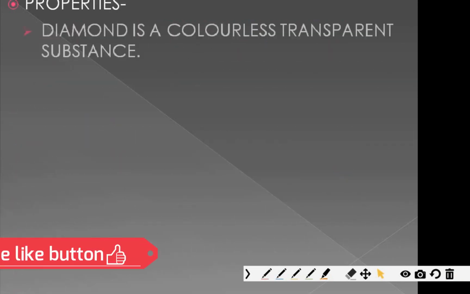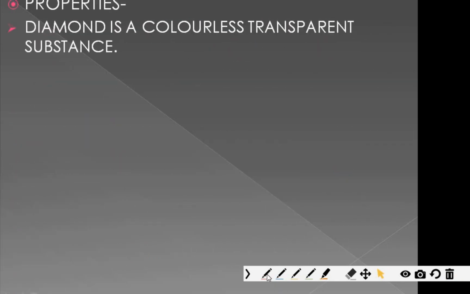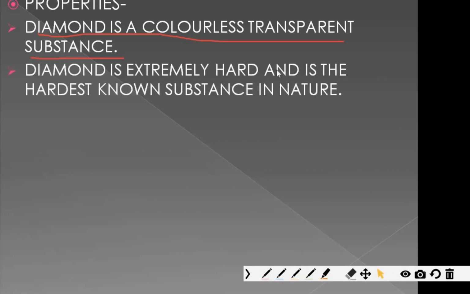Okay, the first property is diamond is a colorless and transparent substance. You all have seen a diamond, it is colorless and transparent, you know, it shines very bright. Okay. The next property is diamond is extremely hard and is the hardest known substance in nature. Why is this? This is because of extensive bonding in the structure of diamond.